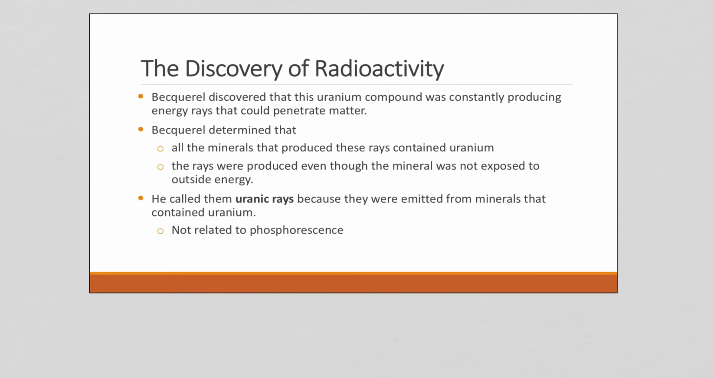So Becquerel has these, what he called uranic rays, because they were coming from uranium-containing compounds. And he determined that all minerals that contained uranium produce these rays. So these were something that uranium was doing in all sorts of its forms. And they would be produced again, even though the uranium or the rocks with the uranium had not been exposed to any outside energy, right? So this was not phosphorescence, in other words.